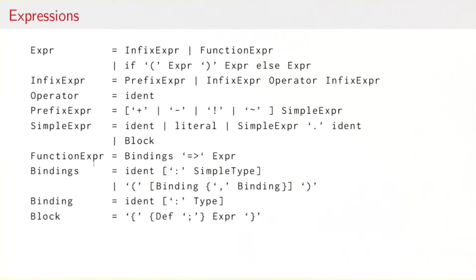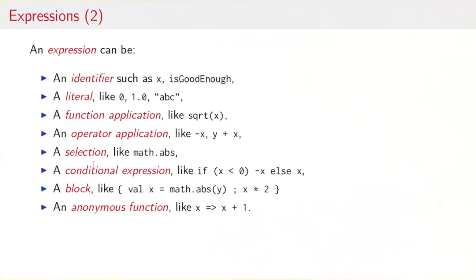Let's look at expressions. So here you see the complete syntax of expressions. I'm not going to go into detail, but it's there for you as a reference. Let's look instead at categories of expressions and some examples. So an expression can be an identifier, such as x or is good enough, or it can be a literal, such as 0 or 1.0 or "ABC" in quotes, or it can be a function application, such as square root of x, or an operator application, such as y plus x, or a selection.